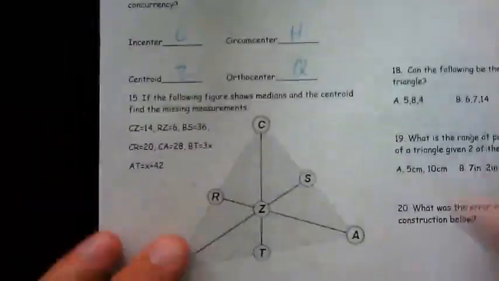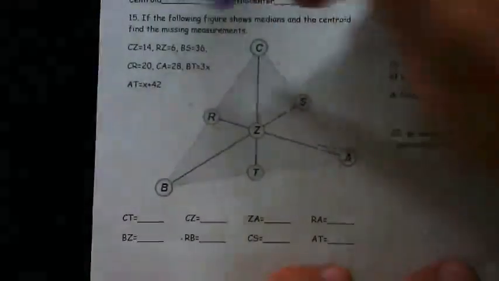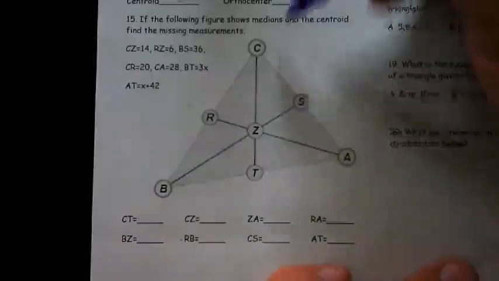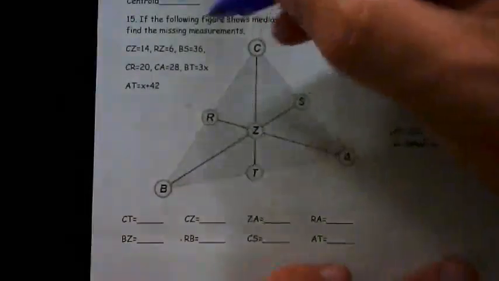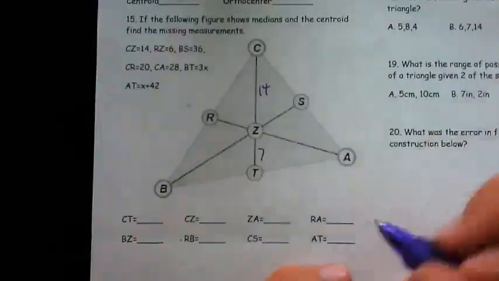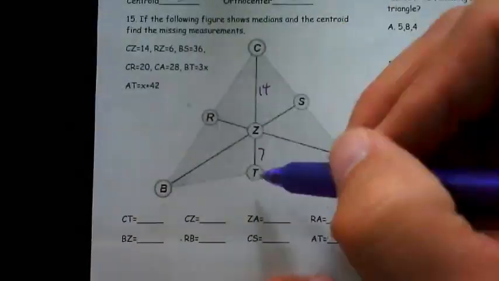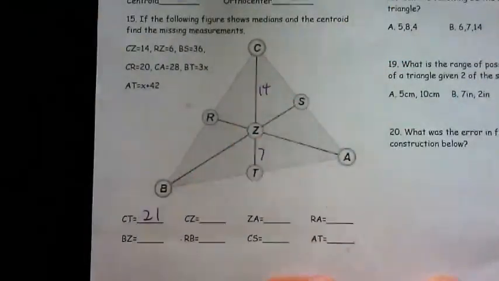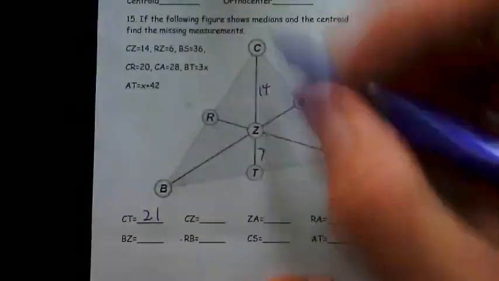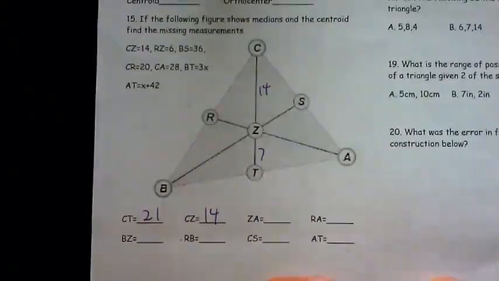Let me turn this so we can do these last few. All right, on this figure, we have our diagram. It's telling us that it shows the medians and the centroids. So Z is our centroid. Find the missing measures. So CZ, it says, is 14, therefore this is 7. So let's see, is ZT there? I don't see it. But what about CT? Yep, add them together, you get 21. CZ was 14. And I think that's it for that line.